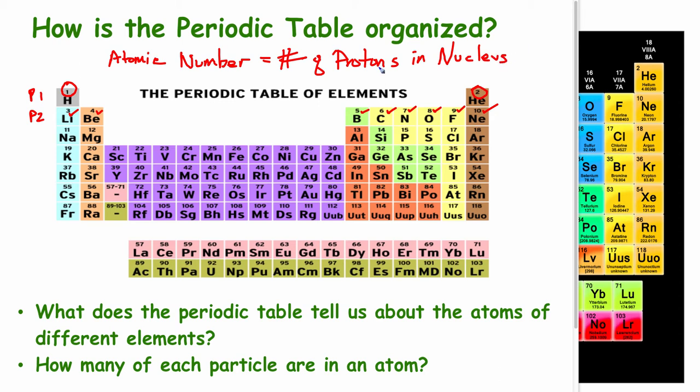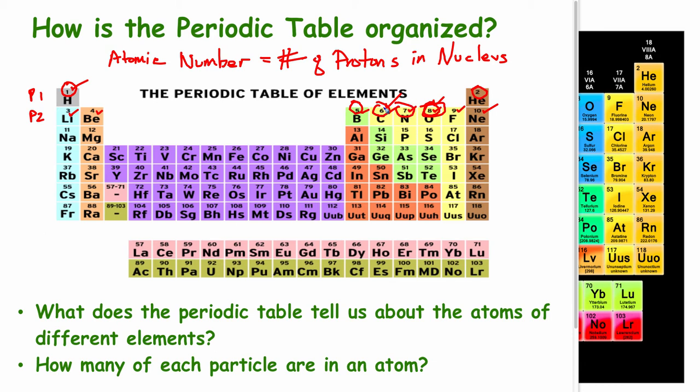So Mr. Woods, are you saying that by looking at the periodic table and the atomic numbers, I can tell how many protons are in an atom of that element? That's exactly what I'm saying. So how many protons would be in an atom of lithium? There would be 3 protons. How many protons in an atom of hydrogen? There would be 1 proton. How many protons in an atom of oxygen? There would be 8 protons. How many protons in an atom of carbon? There would be 6 protons.